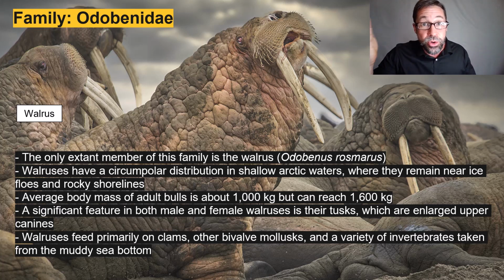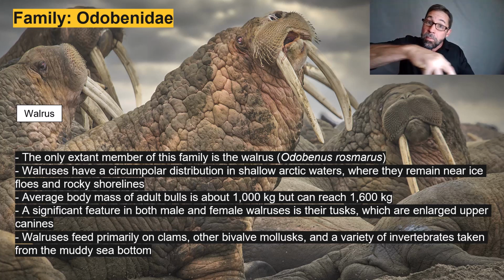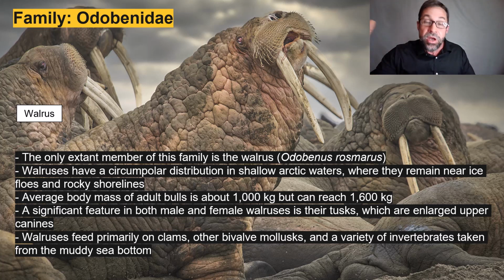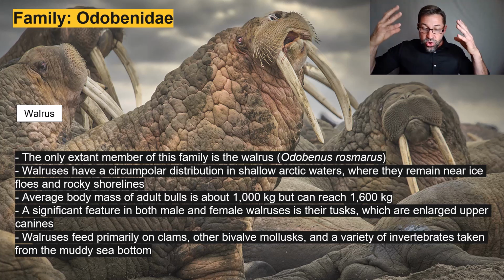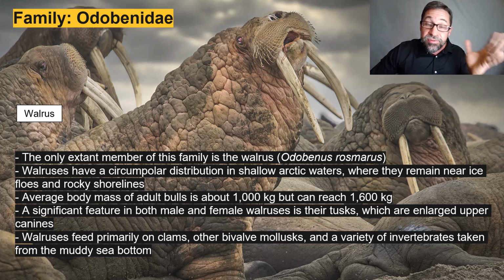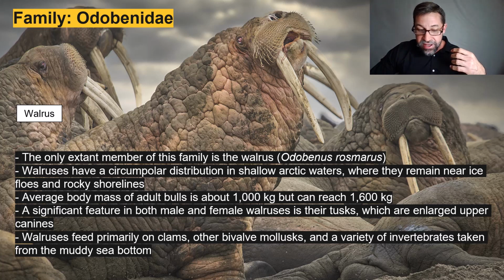Tusks are used for defense, for raking the bottom for mollusks, for breaking through ice, for hanging on to ice floes while resting in the water. Among males, however, dominant males are very aggressive, and they're going to establish these dominance hierarchies using those tusks to battle subordinates. The walruses feed primarily on clams and other bivalve mollusks, as well as a variety of invertebrates taken from the muddy sea bottom.